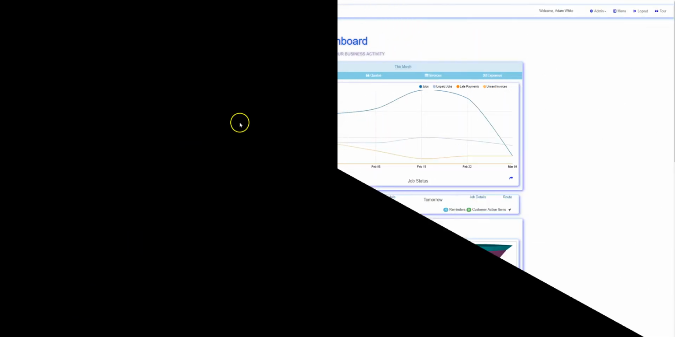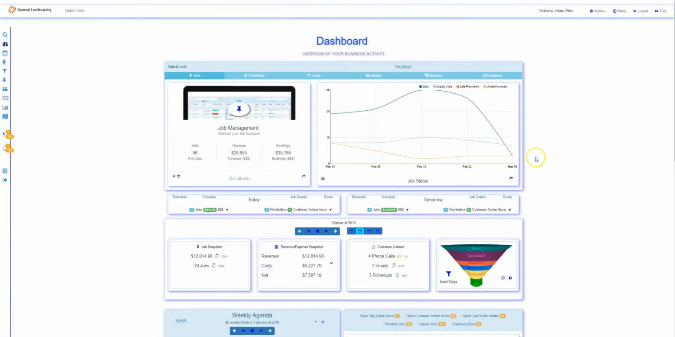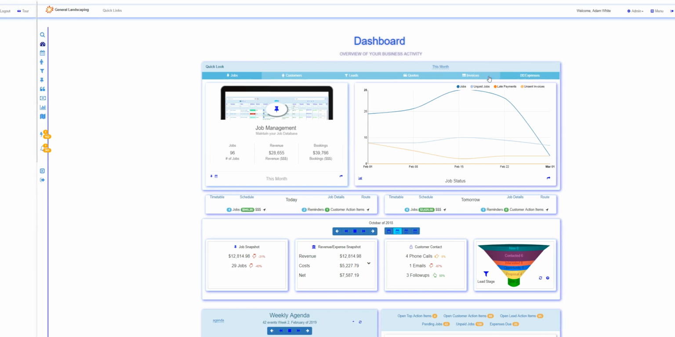So now let's check out the Quick Look feature. That's this top portion of the dashboard. Notice first that there's 6 sections. There's jobs, customers, leads, quotes, invoices, and expenses. We'll show you each of these in turn.